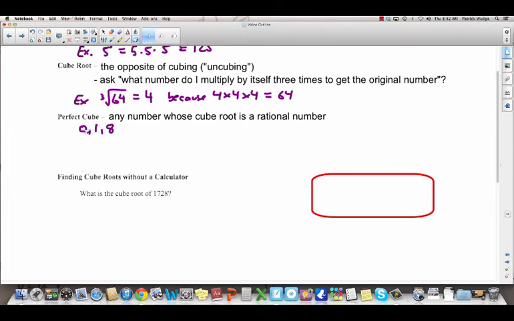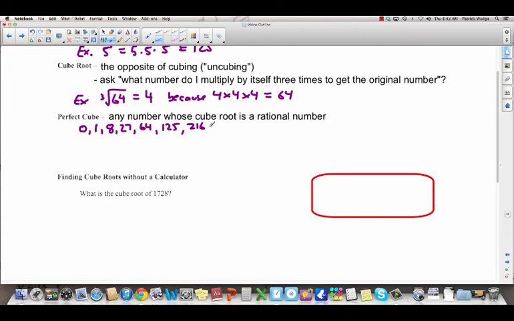Because the first one's 0 times 0 times 0. The second one's 1 times 1 times 1. The next one's 2 times 2 times 2, which is 8. So the next one would be 3 times 3 times 3, which is 27. 4 times 4 times 4, 64. 5 times 5 times 5, 125. 6 times 6 times 6, 216. And I think that's about all you need to know. In fact, you probably only need to know up to 125.